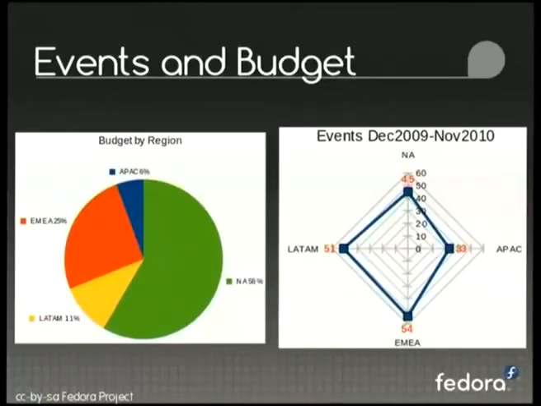And then you see the budget. We have a budget of around $100,000 per year for making events, and here's the distribution of events in percent for the budget, what events or how many events we do with the budget, and how it's spread around APAC, EMEA, LATAM, and North America.